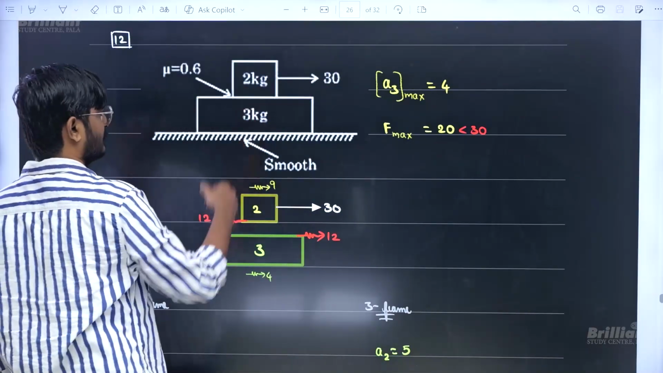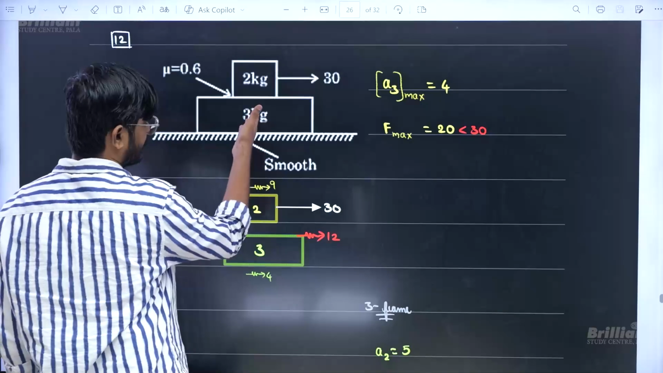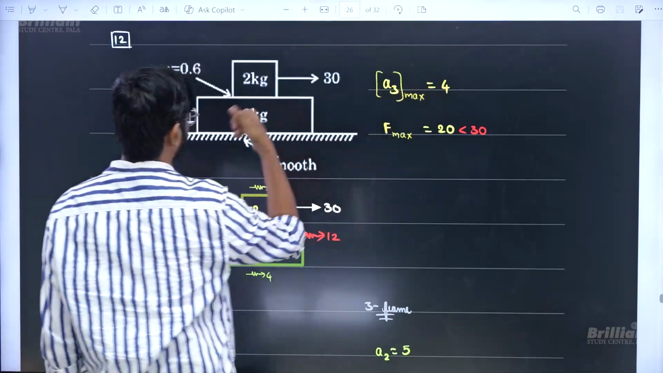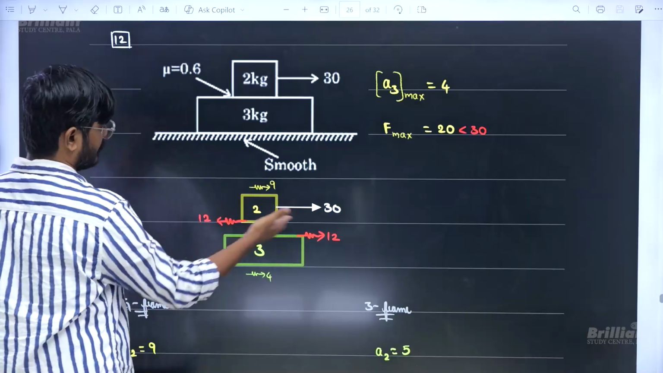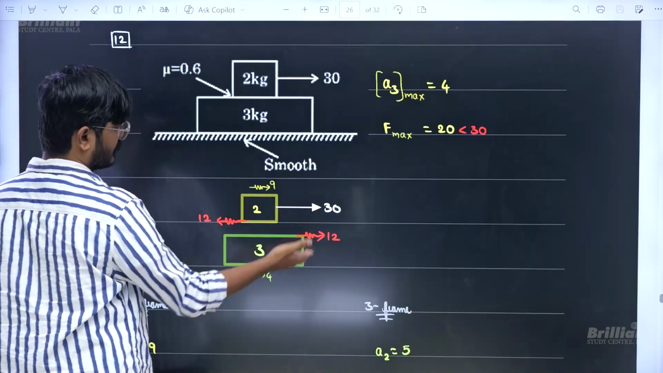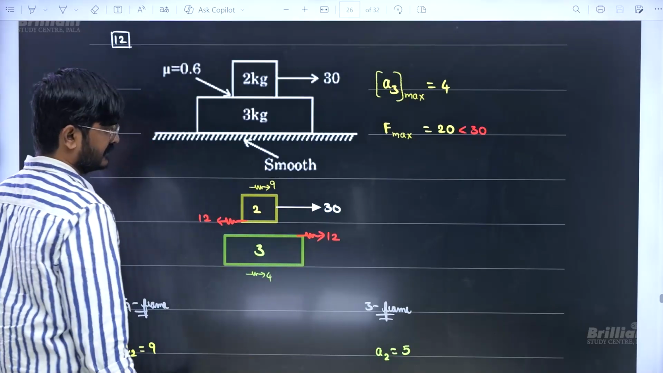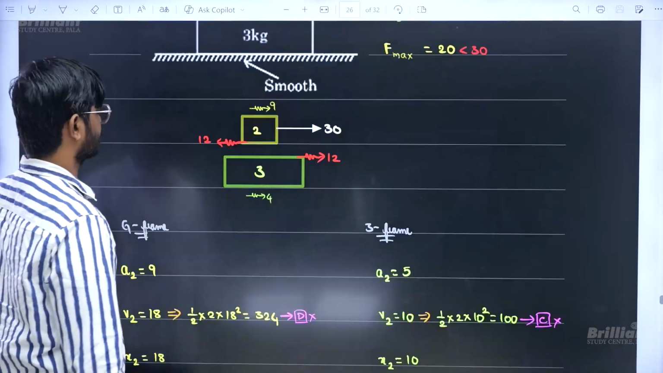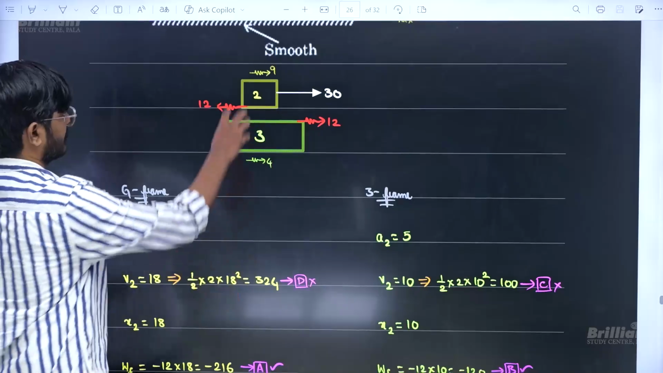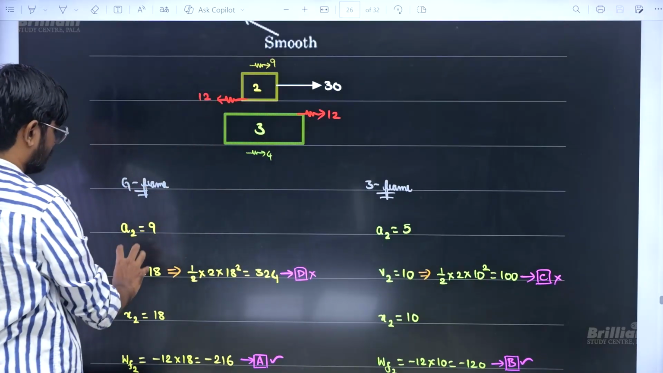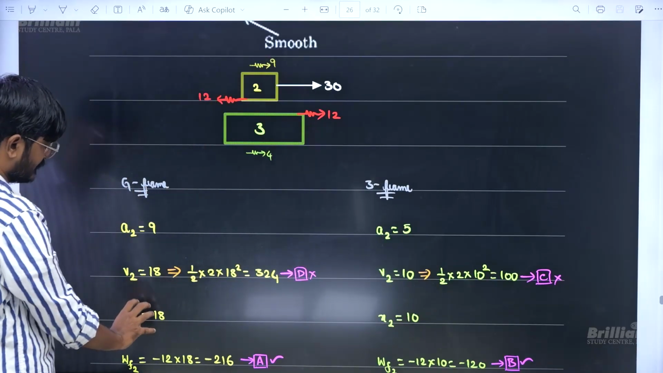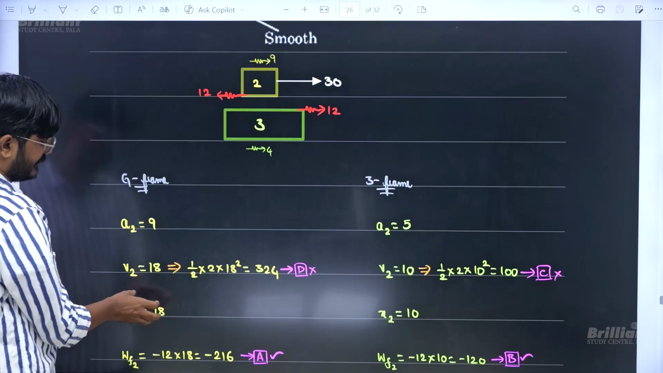In fact, friction is going to become maximum, and this guy's acceleration is also going to become maximum, which is 4 units. You can see this acceleration will be 4 units, and for this one the net force is 18, so its acceleration is 9 units. So in the ground frame this guy's acceleration is 9 units, velocity after 2 seconds will be 18 units, displacement will be half a t square, which will be 18 units.